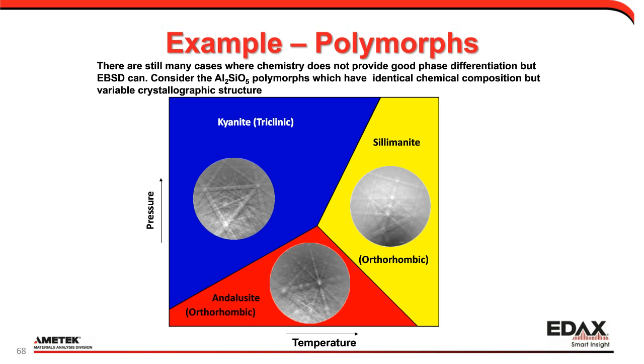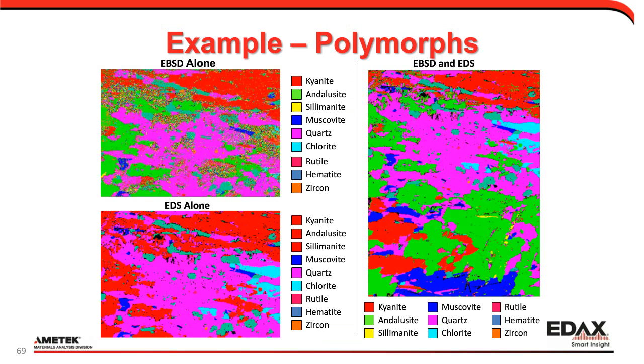So this is just an example from an aluminum silicate where you'd have 3 different phases that are present. And so here's an example where we use EBSD alone on the top left. You can see kind of noisy areas, EDS alone on the bottom left. And then when we combine the two, we get very accurate characterization of all 9 phases in this particular material. So we're able to take areas where EDS works well, areas where EBSD works well, and use that to put together the most accurate and correct picture for all the phases present.